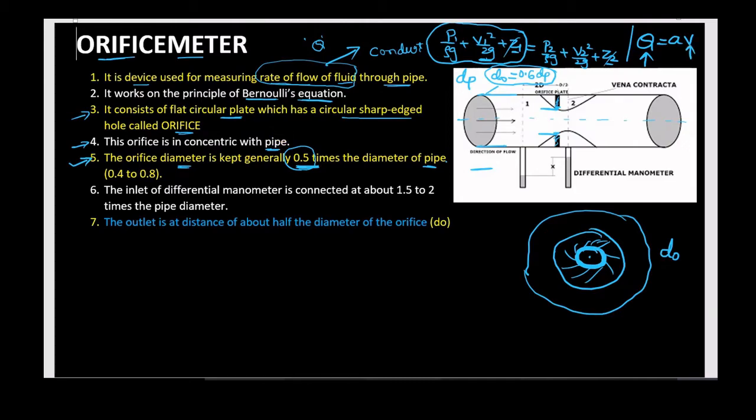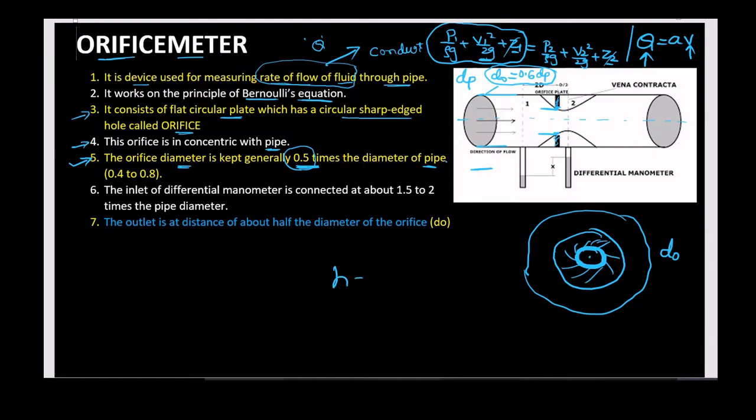So to calculate the discharge, we need to calculate any one velocity, velocity at inlet or velocity at outlet, and as well as we need to calculate the pressure difference. That is head, H. In the venturimeter also we have solved many numericals to find the value of H. H is the difference in pressure head.